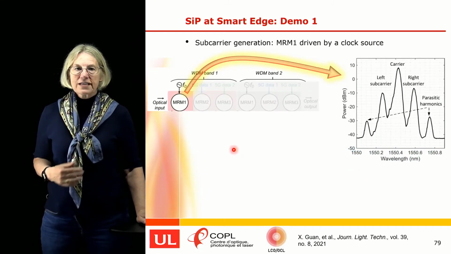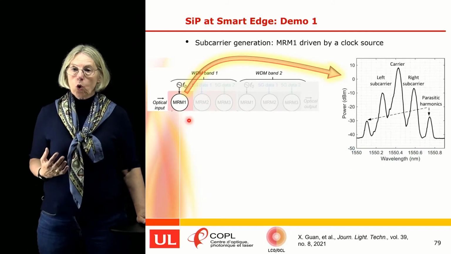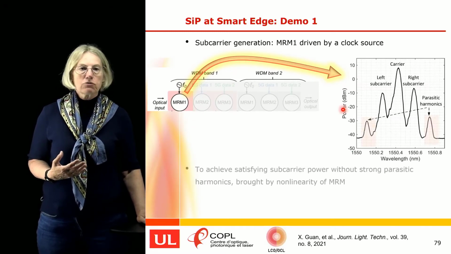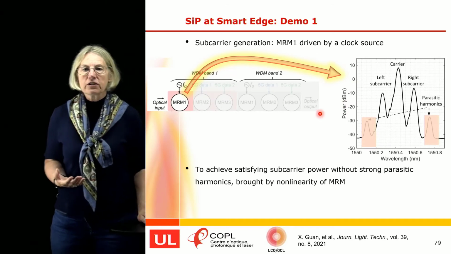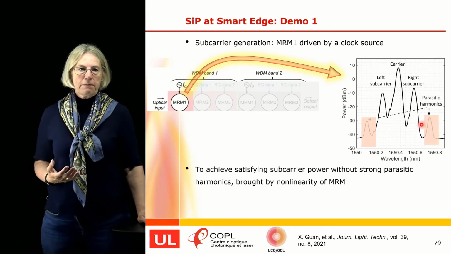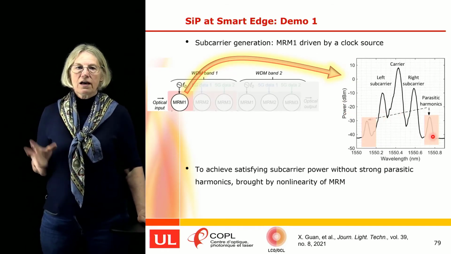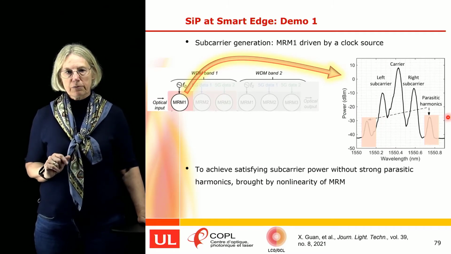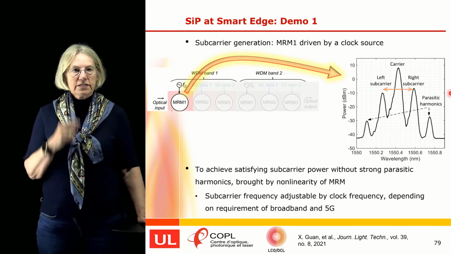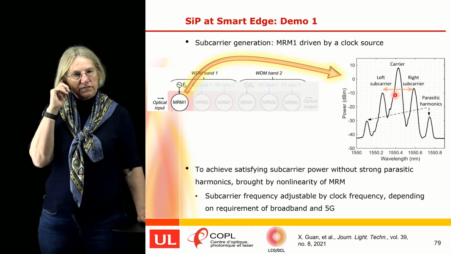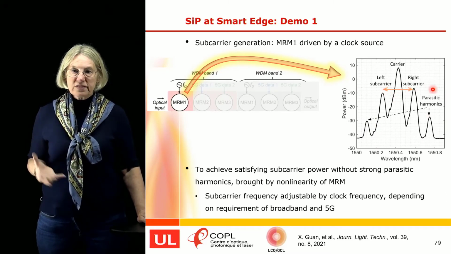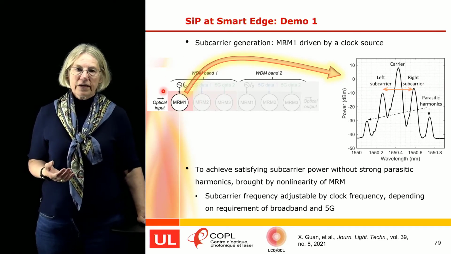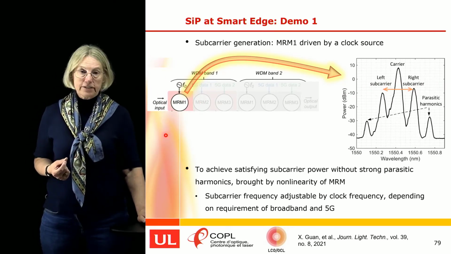So, once again, the first modulator's role is to generate subcarriers. And we studied how to operate the microwave modulator in order to keep the parasitic harmonics as low as possible and to keep them from interfering in the operation that we've proposed. We also looked at the distances between the subcarriers. Of course, that's easily controlled by the clock frequency going into the microwave modulator.